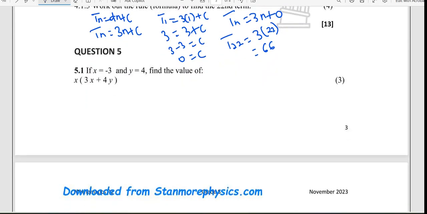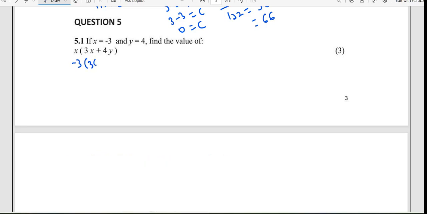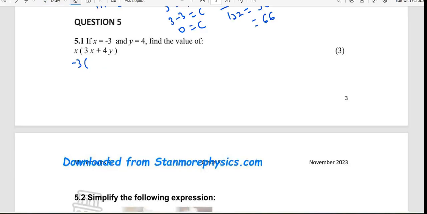Okay, let's proceed to question number 5. If x is -3 and y is 4, find the value of the expression. Where there is x, I'll put -3. So let me write it properly.